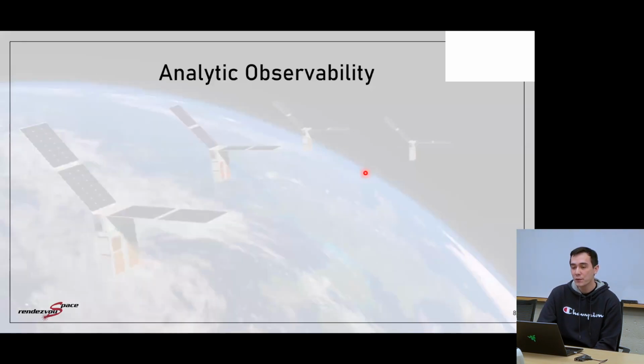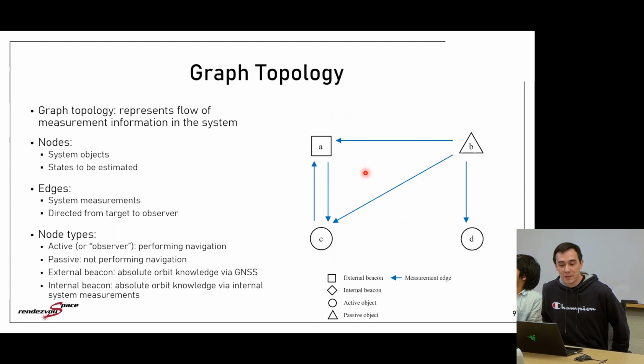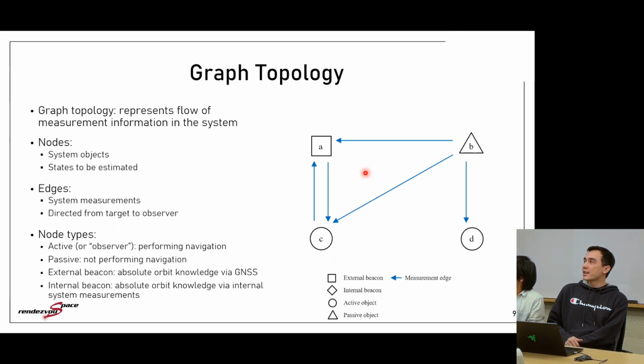So first off, this idea of analytic observability. We start off with a graph topology, where we represent the flow of measurement information in the system with a graph. Here we have 4 nodes, A, B, C, and D, which are objects, which might be spacecraft or bits of space debris, which have states to be estimated. And we have the edges directed from target to observer, which indicates the flow of bearing angle information from, say, target B to observer A.